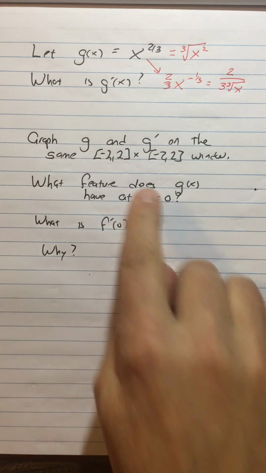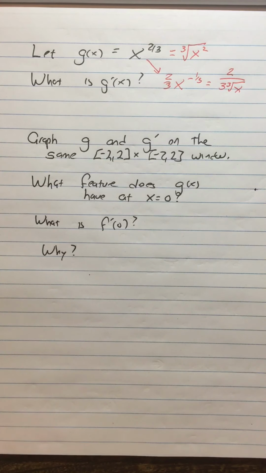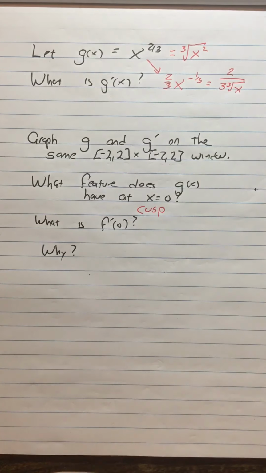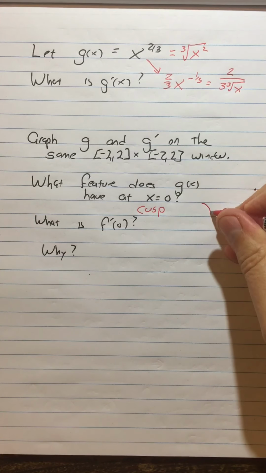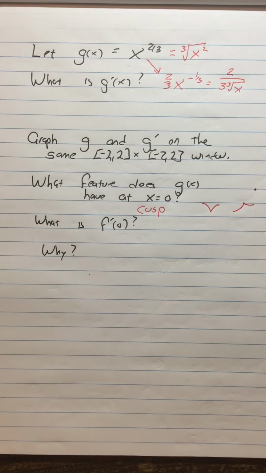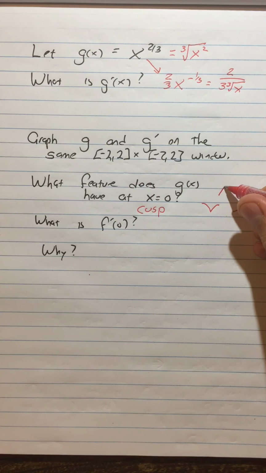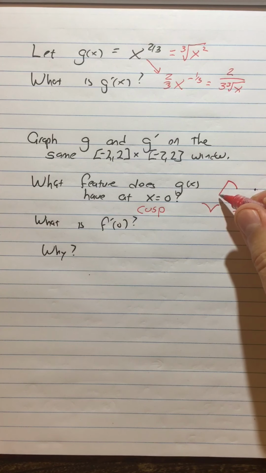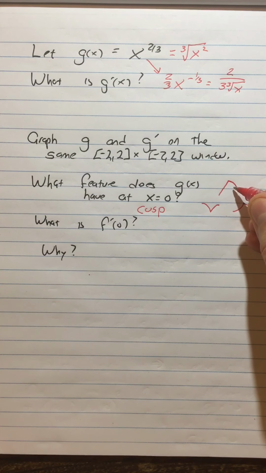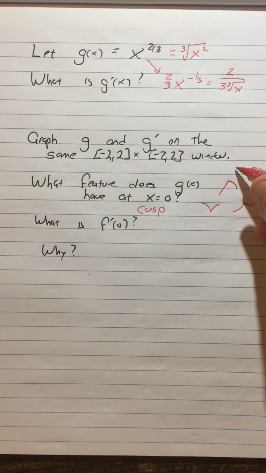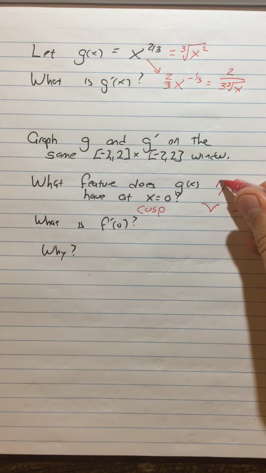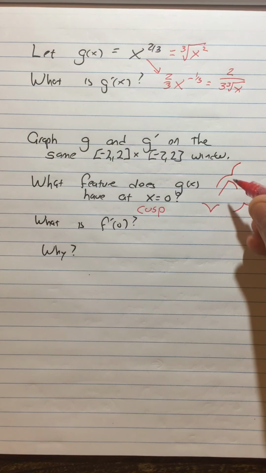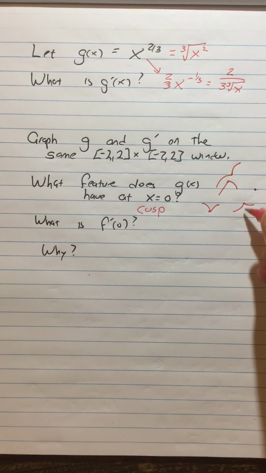What feature does g of x have at x equals 0? That thing is called a cusp. So cusp means a pointy thing like this, or it can be like this. A cusp can also be that I'm going along like this and then I take a sudden dive, right? So the idea is I was having a certain slope and then I radically changed slope. So it could even be like I was going at a slope like this and then I went like that, right? These are all examples of cusps.